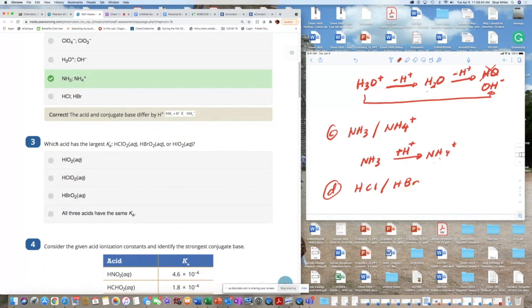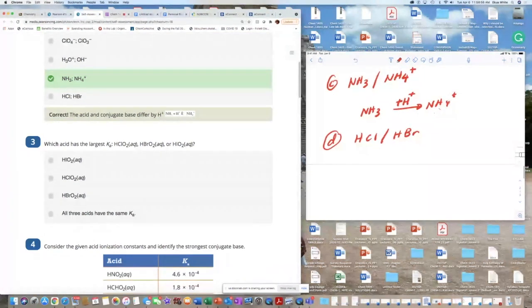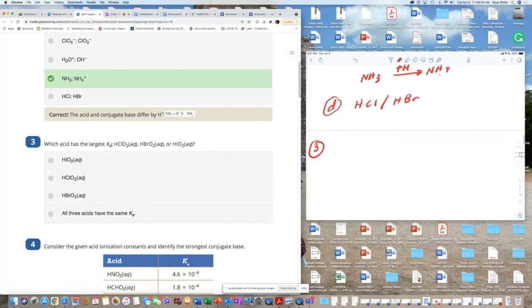Okay, they're asking you number 3. Any questions about what I've gone over so far? The difference between the acid-base conjugate pair is the H plus, okay? So we're moving on to number 3. We're told, which acid has the largest Ka? Ooh, we're comparing acids. So largest Ka is what we're looking for.